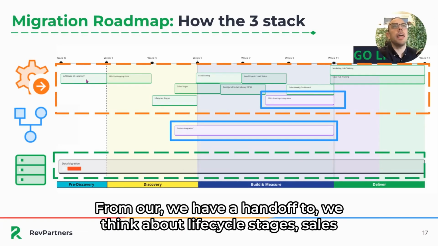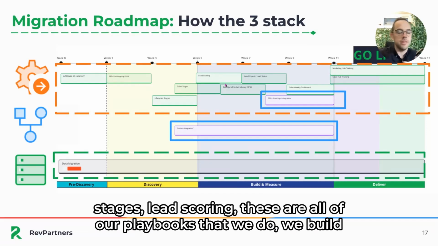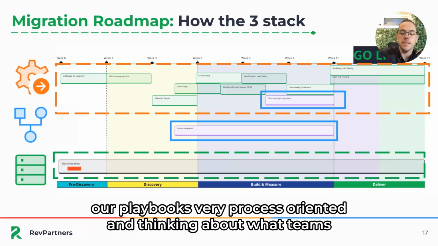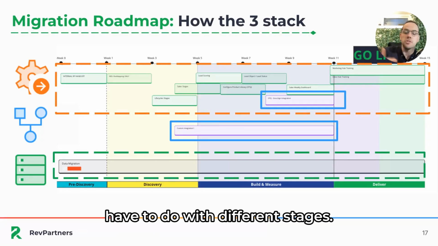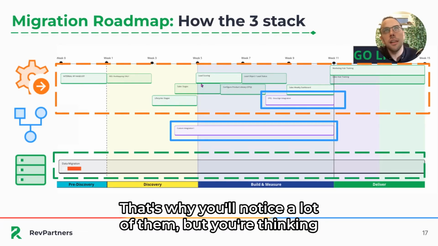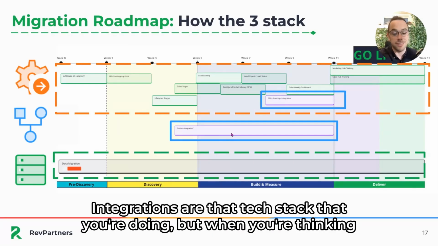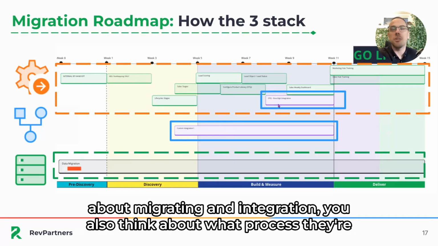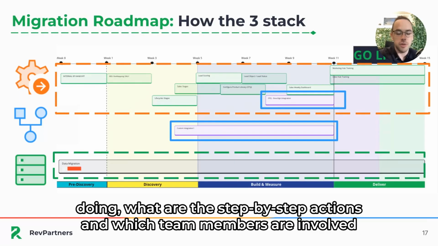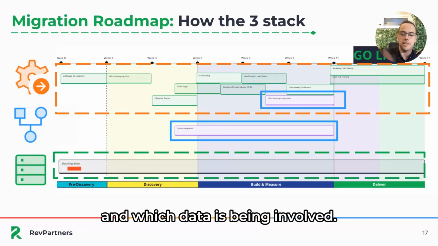From a handoff to lifecycle stages, sales stages, lead scoring, these are all of our playbooks. We build our playbooks very process oriented, thinking about what teams have to do at different stages. That's why you'll notice you're thinking about it from day one, and they're intertwined with your integrations. Integrations are that tech stack. But when you're thinking about migrating an integration, you also think about what process they're doing: what are the step-by-step actions, which team members are involved, and which data is being involved.